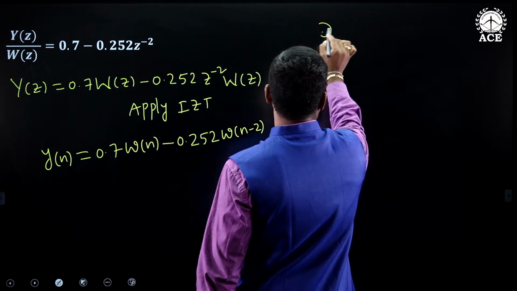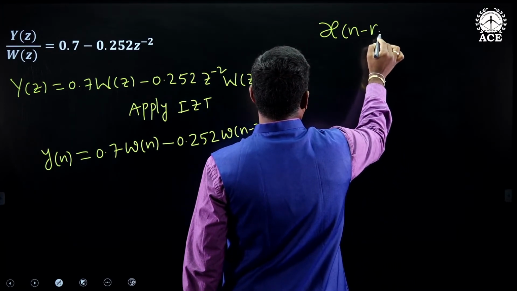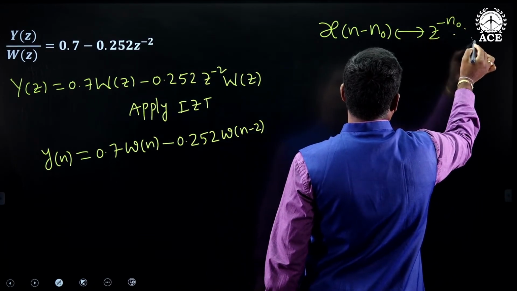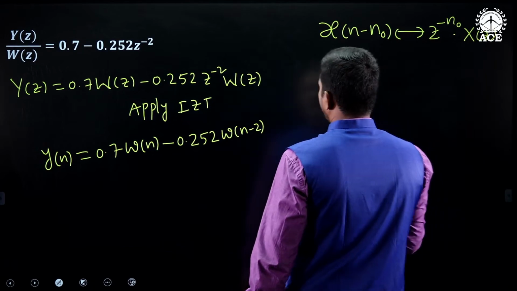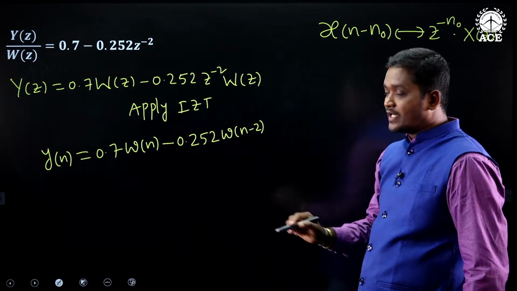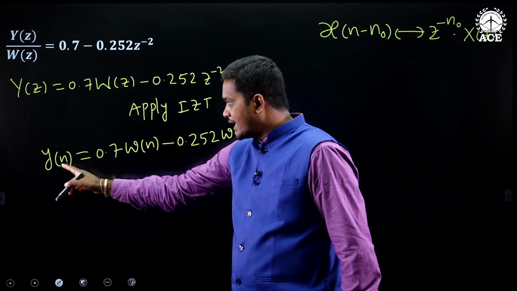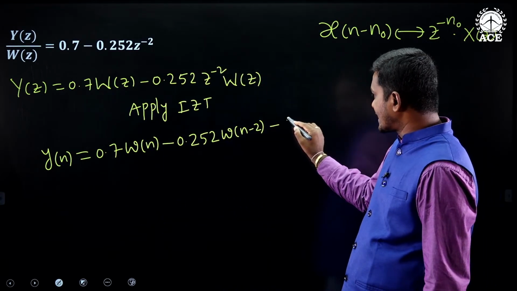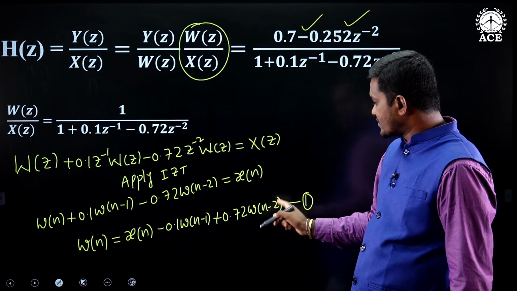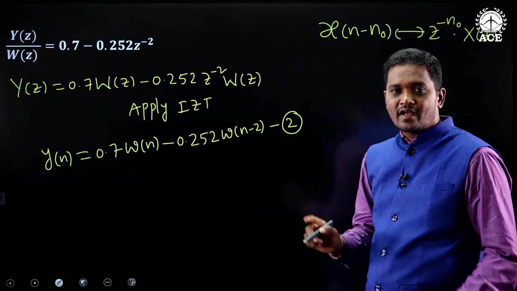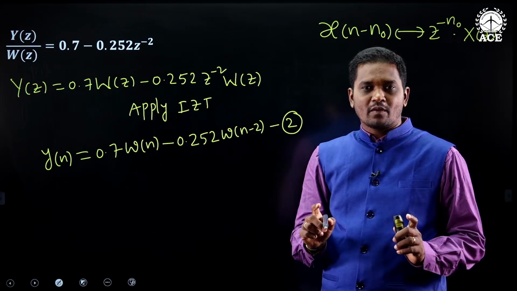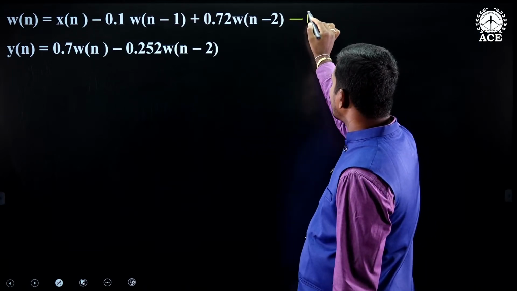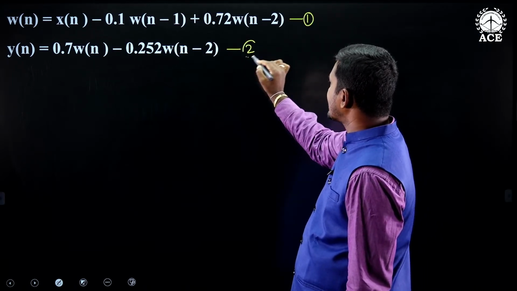Once again I am saying, what is the time shifting property? The z transform of x of n minus n naught is z power minus n naught into x of z. By using this property we are writing this one. And this is the proper form only: LHS should be y of n and RHS should be w terms. This is the second equation. So by using this first equation and second equation, we are going to implement direct form 2 realization. I am writing those two equations here: this is my first equation, this is my second equation.